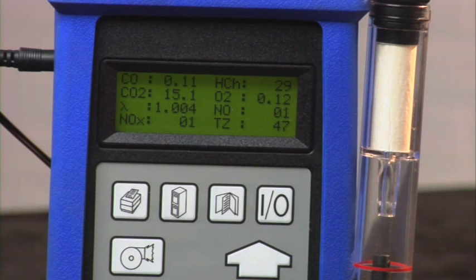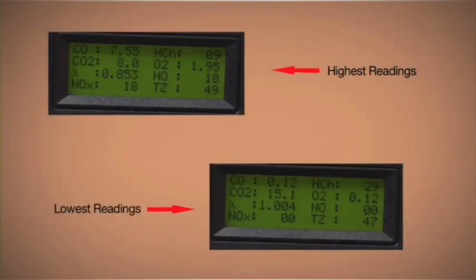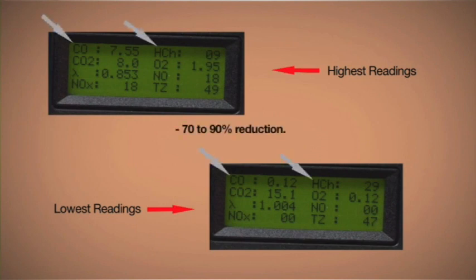We have 0.11 for CO, and we have probably about 30% for HC. These levels are very low as compared to when we first started it up when the converter wasn't lit off. We can see by these readings that the efficiency of this catalytic converter looks to be very good. When we took the highest readings that we had and then looked at the lowest readings that we have now after the vehicle's warmed up, this catalytic converter looks in fairly good shape.